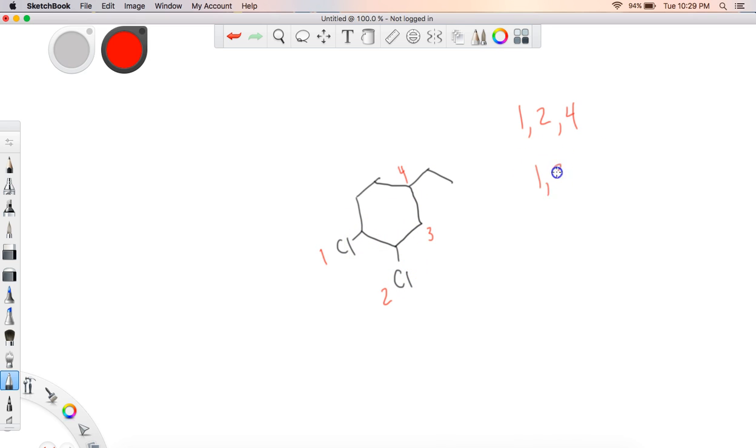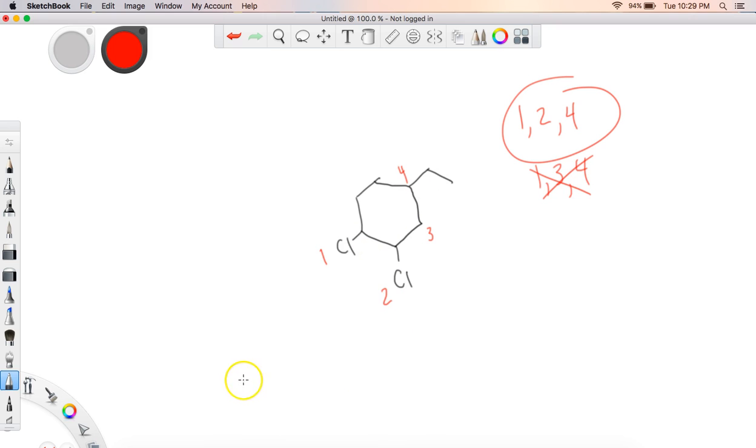I'd be dealing with a 1, 3, 4 situation. That's higher in numbers. We always go for the lowest set. So if I wanted to name this, now I do need to bring numbers back into it because it's not clear where all of these are relative to one another.